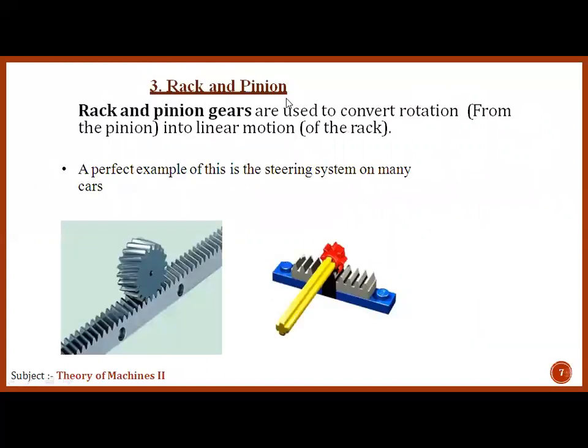Then rack and pinion. So these are nothing but the rack and pinion gear. See, this is the pinion and this is the rack. Okay, so the rotary motion of this particular pinion is getting converted into the linear motion of this particular rack.